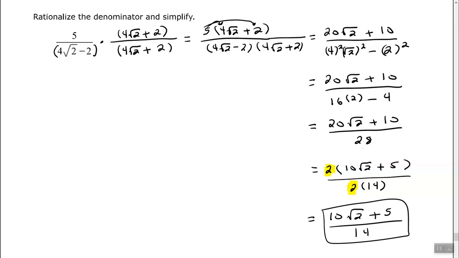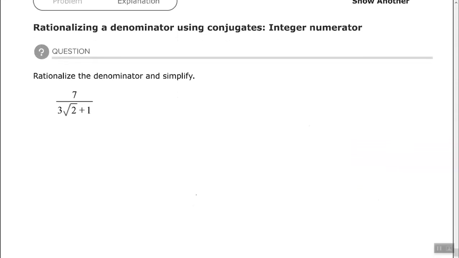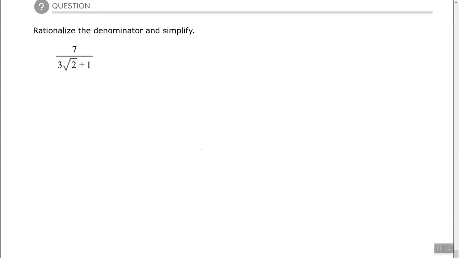Alrighty, let's try one more of these. If you want to pause the video and try it, that's fine. In this problem, we have 7 over 3 times the square root of 2 plus 1. So this time, our conjugate is 3 times the square root of 2 minus 1.